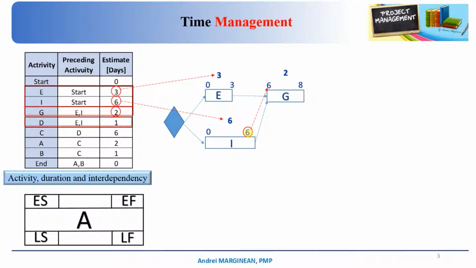Again, activity D is related with activities E and I. In this respect, we have to choose again between 3 and 6. Before activity D can get started, we should ensure that the two activities listed before it have ended. So again, the same thing: activity D will start after day 6. Why? Because 6 is greater than 3.